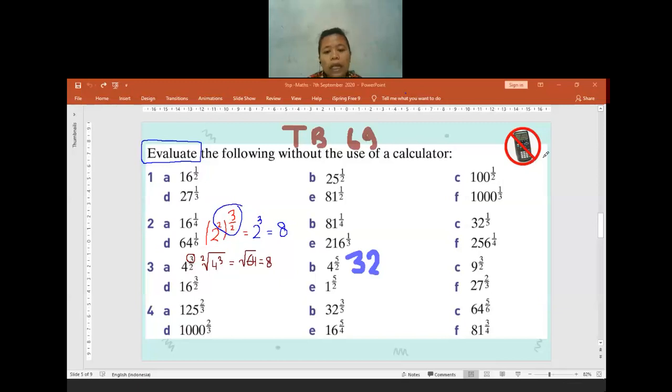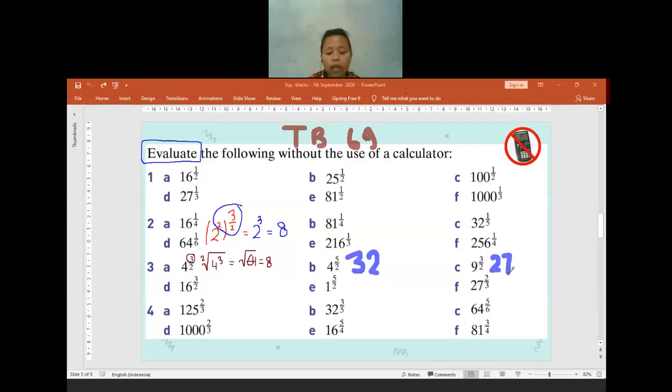We have 9 to the power of 3 per 2. So you can use either one. You can change the number into another index number, or you can change it into a square root. That is also fine. Is there anyone who wants to try to answer question 3c? Teacher, 3c. Yes, 3c. How much is it? 27, teacher. Thank you. Yes, the answer 27 is correct.